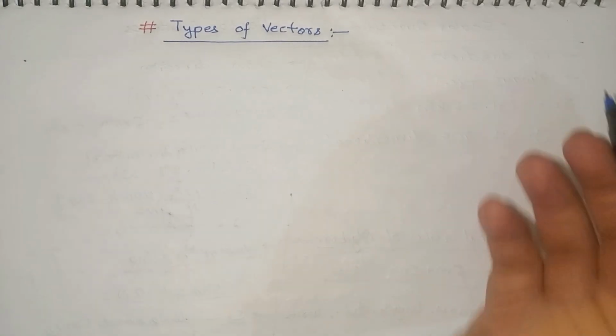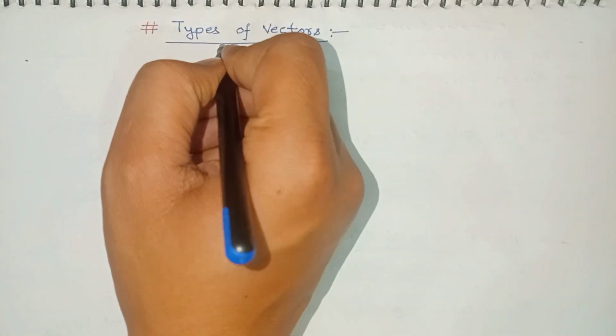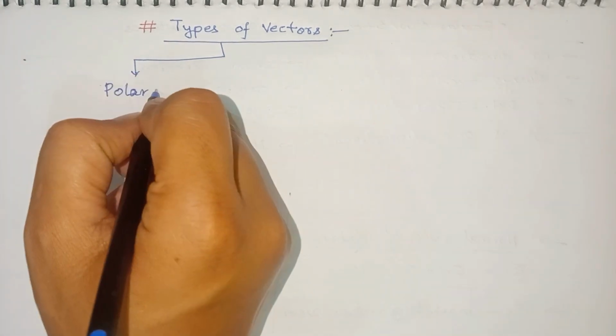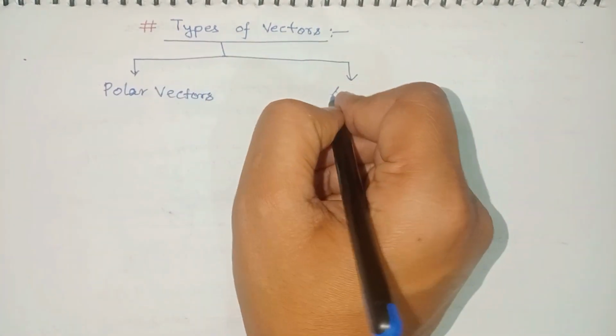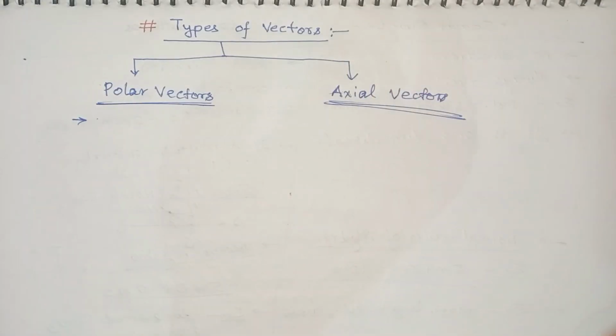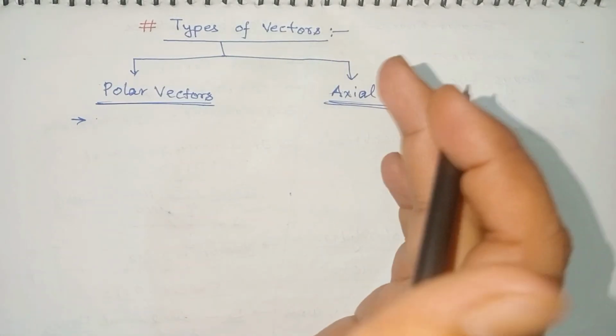Let's study the types of vectors. There are two types of vectors: one is polar, another is axial. Polar vectors, and the other one is axial vectors. Polar vector means what? Polar vector means it has a starting point or point of application.